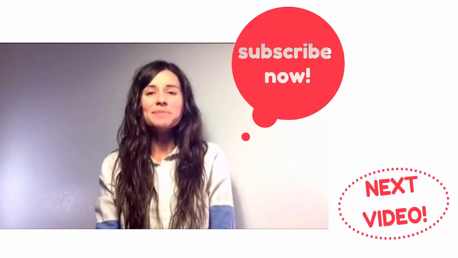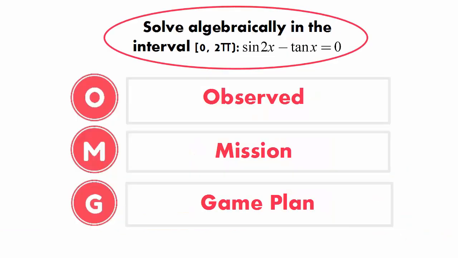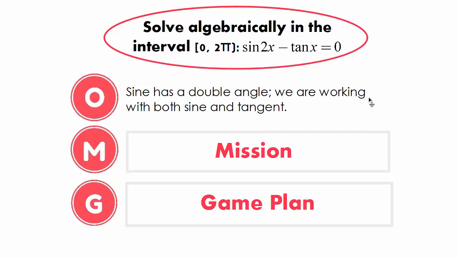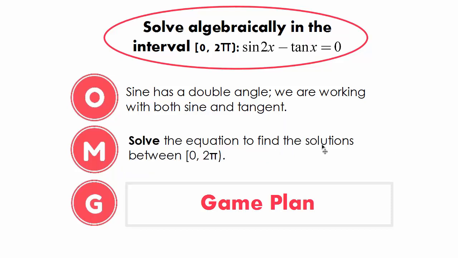Let's get started. The problem that we're given says to solve algebraically between the interval of 0 and 2 pi, sine 2x minus tangent x equals 0. The first thing we observe is that sine is a double angle on the left side and that we have both sine and tangent that we're going to be working with. Our mission is to solve the equation to find the solution specifically between 0 and 2 pi.